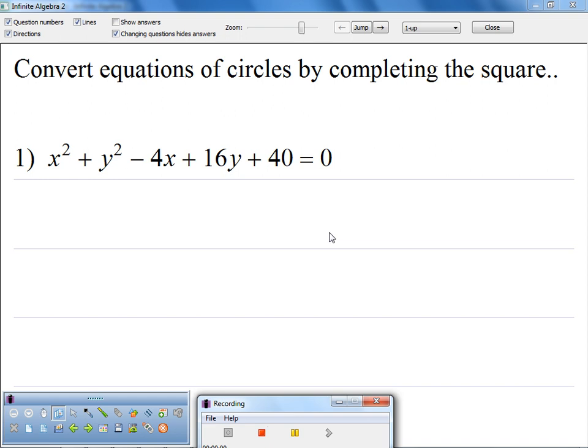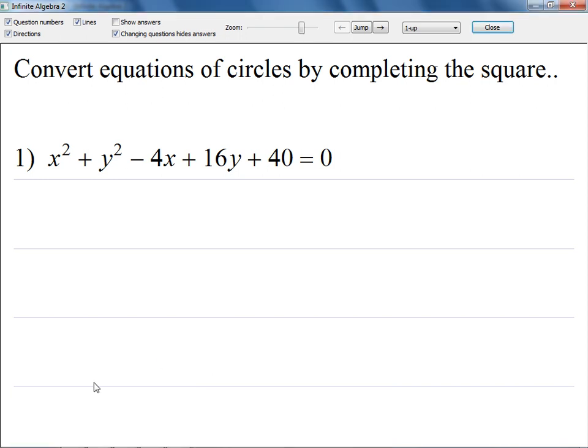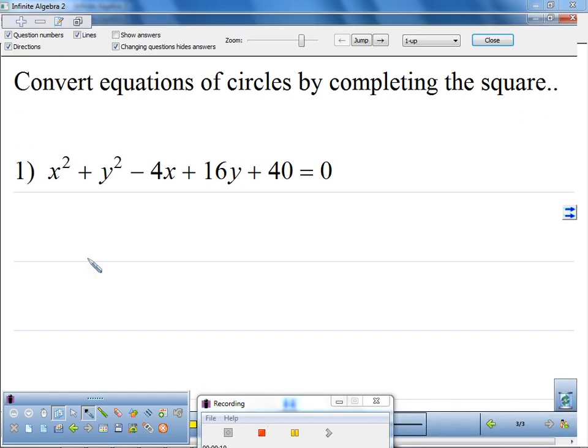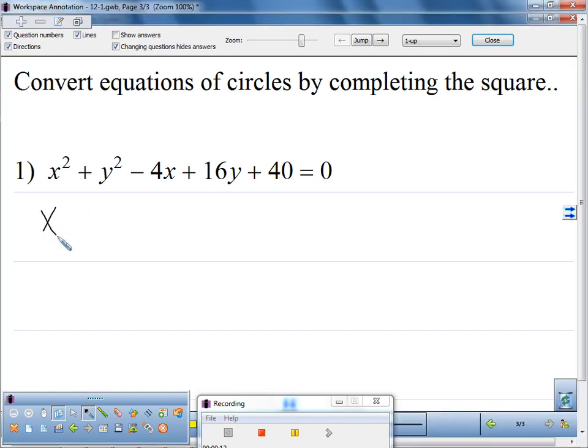With this one, we're completing the square to get the standard form of the equation of a circle. The first thing we want to do here is get like terms together. So we're going to get our x's together. Then we're going to get our y's together.